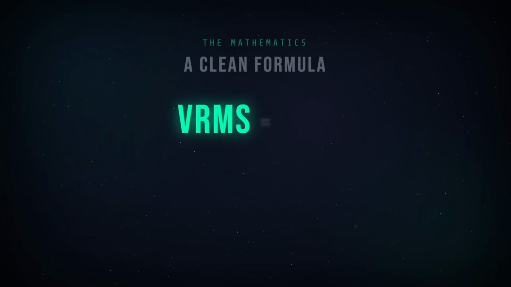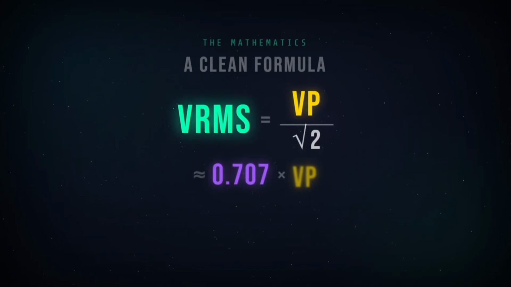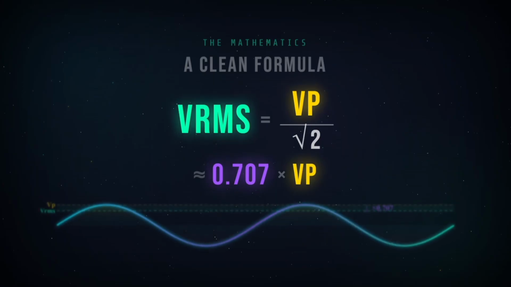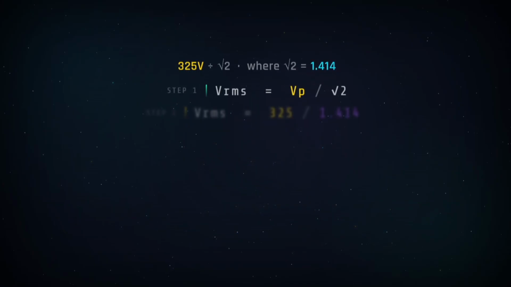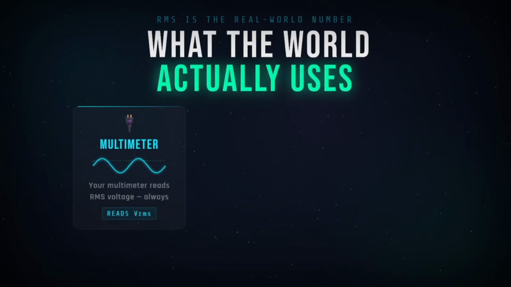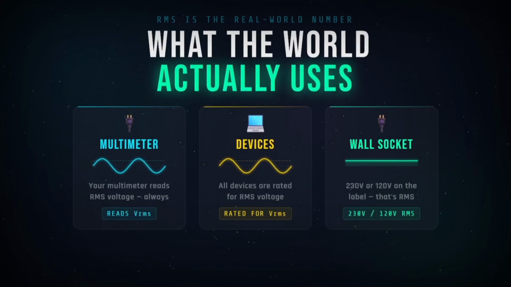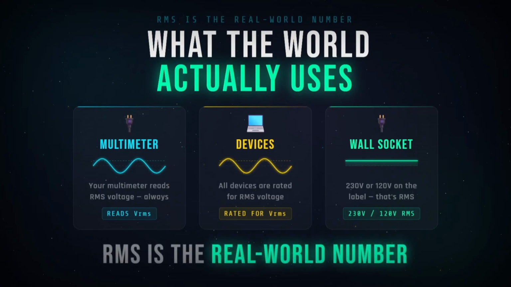VRMS is equal to the peak voltage divided by square root 2. And if we substitute the value of 1 upon square root 2, it becomes 0.707 multiplied by peak voltage. 325 volts divided by the square root of 2 gives us 230 volts RMS. Exactly what your wall socket provides. This is what your multimeter reads and all devices are rated for. RMS is the real-world number.